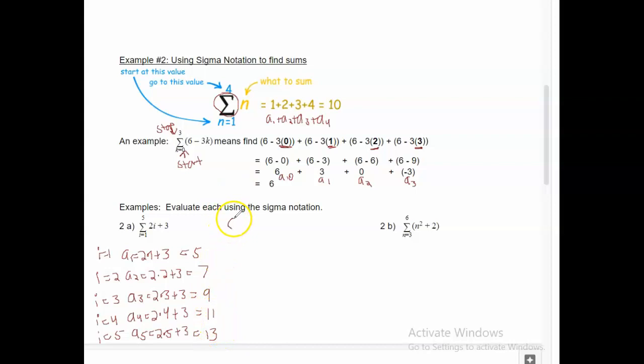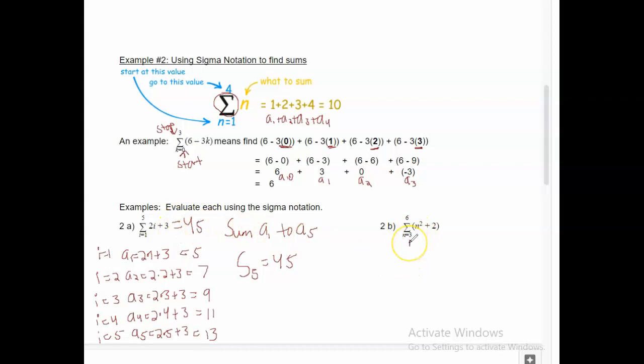So now I need to sum A1 to A5. So the sum of the first 5 would be 45 if I added all those, or this equals 45.